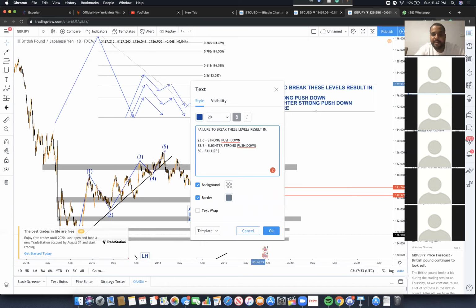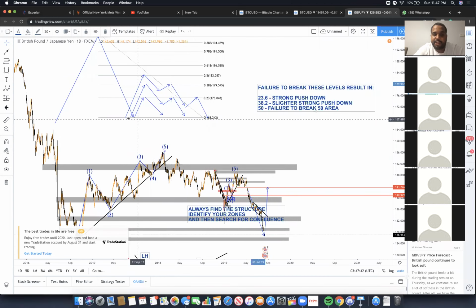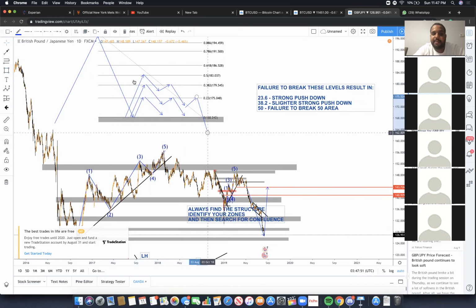Failure to break the 50 area, we have to make sure that it does not break the support of this area here, the 0%. Because doing so, let's say if this was a zone here, and the market failed to break past the 50% area and it broke our zone here, all this could be is the market going down, coming back to retest, and continuing going down. Same thing goes for any of these percentages, right?